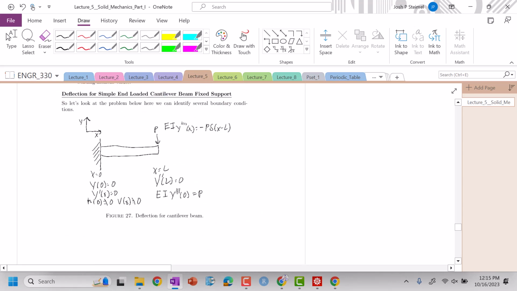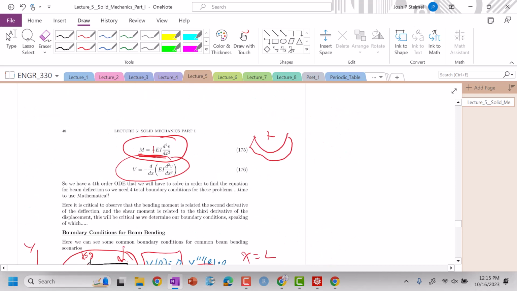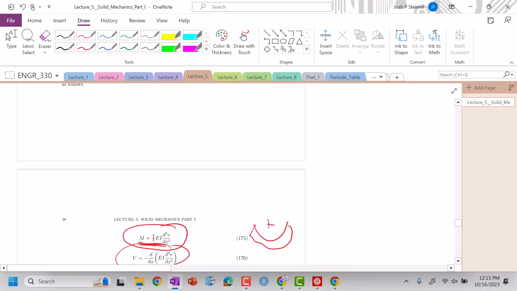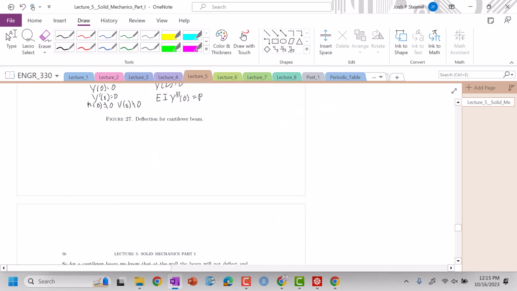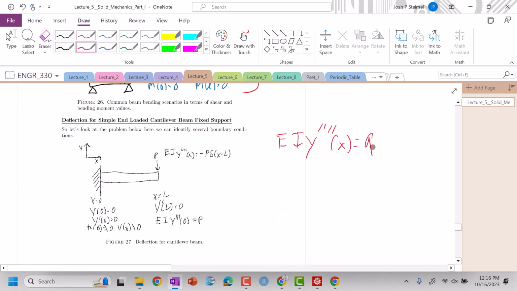So remember, we have our Young's modulus times I times, basically I'm going to call this y or v, to the fourth power in terms of x, equals some distributed load, as we see here, q. Now, this load that's being applied is not a distributed load. So in this scenario, we can visualize this here: we have a load that is a point, basically a point load.